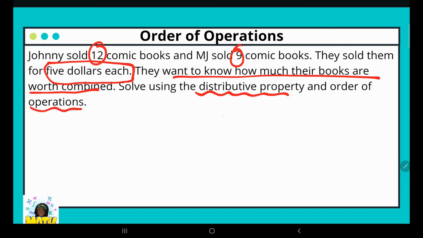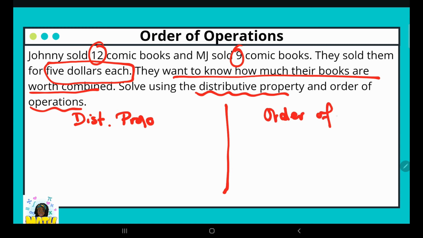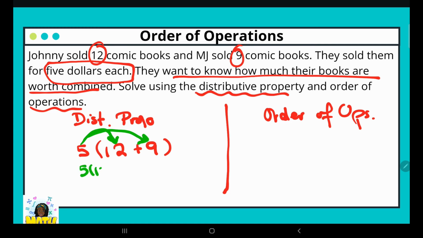So we're going to set this up in 2 ways. Okay, so over here we'll have distributive property, and over here we'll have order of ops. Okay, now how many books did they sell? So Johnny sold 12 and MJ sold 9. Okay, and they sold them for how much? $5 each. Now using the distributive property, you would need to multiply this 5 through to what's inside your parentheses. So now we have 5 times 12 plus 5 times 9. And then we would solve accordingly.